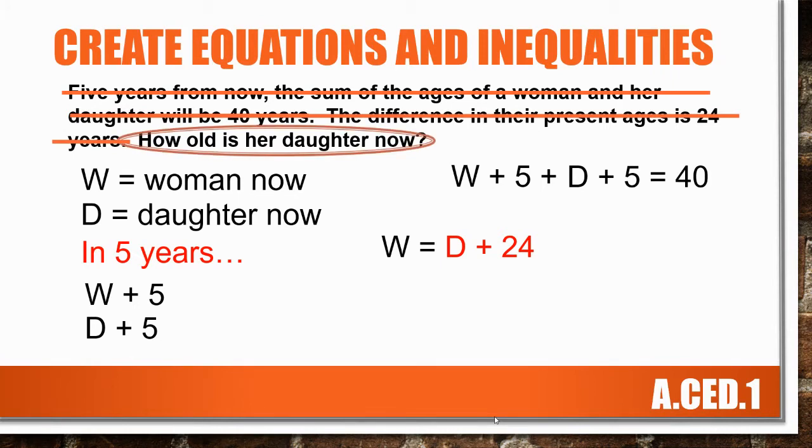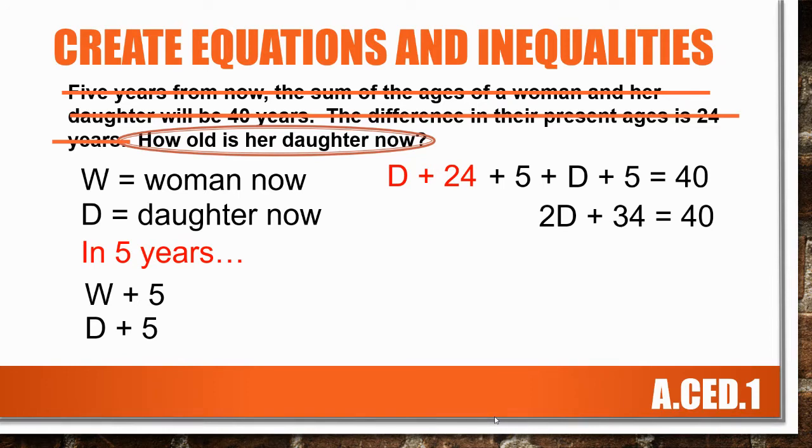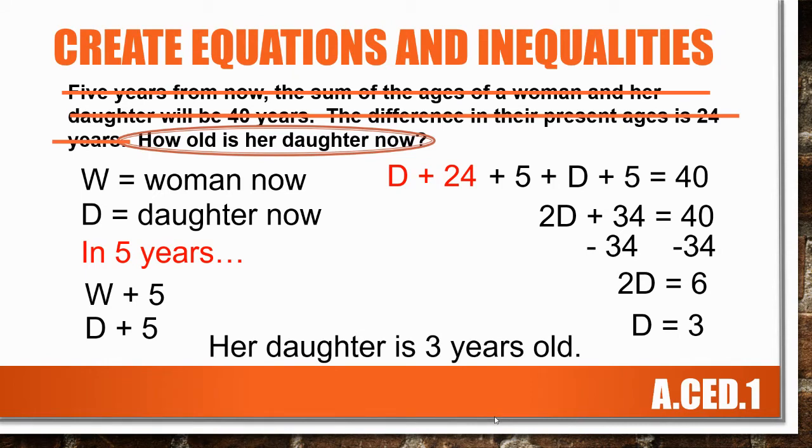Now the question is how old is her daughter now? Well, can you see that we can easily remove the W from our original equation and replace it with D plus 24 since that's its equivalent. Well, now when we solve this, we have 2D plus 34 equal 40. If we subtract 34 from both sides, we get 2D equals 6. Now, I know you know this one. 2 times what will give you 6? 3. That is correct. So her daughter is 3 years old.